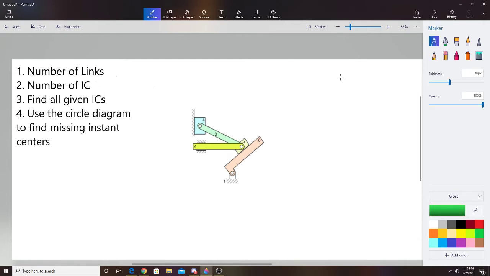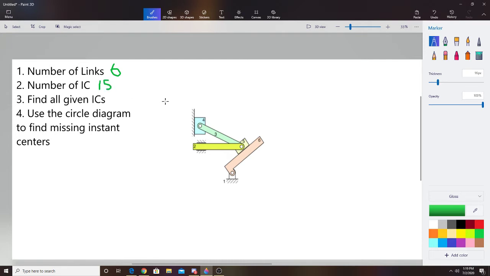I'm just going to draw next to it. So we have number of links: 6. And with that, what's the number of instant centers that we have? So remember, it's n times n minus 1 divided by 2. So anybody got the quick maths in their head? 15, correct.